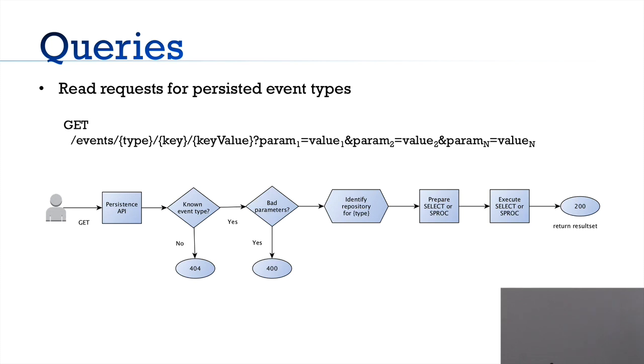Queries. So, GET request, again, the same thing. Do we know how to deal with your request? Did you give us bad parameters? If you gave us everything good, we identify the repository and we process your request with either a select or a sproc. And we return the results. Pretty simple. So this type might be, again, the log event, and then what's the key for that log event, the value, and then any other parameters that you might use for filtering purposes.